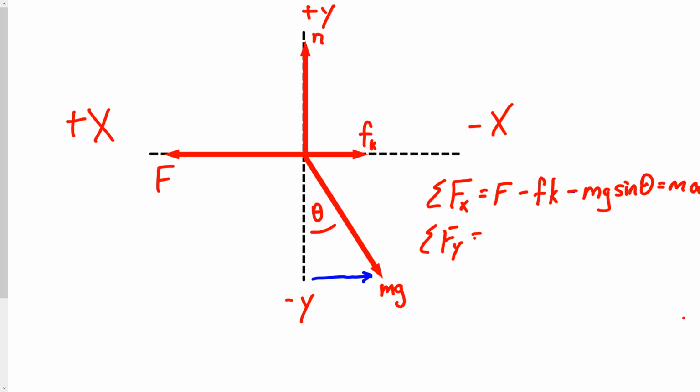My sum of the forces Y, I would just write N minus mg cosine of theta, and I'd set that one equal to 0.